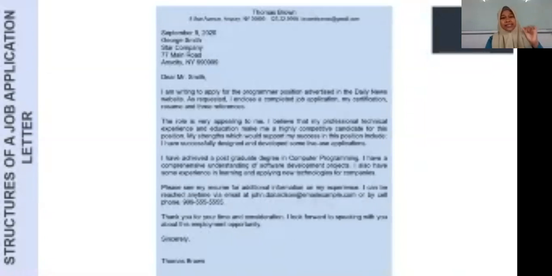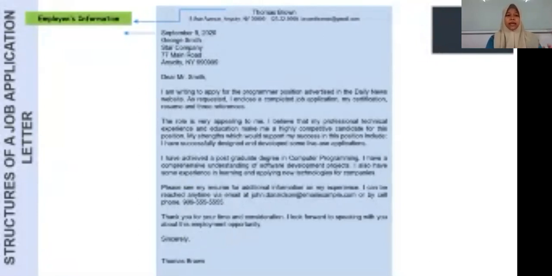I hope you pay attention carefully because we are going to discuss the parts or the structures of this letter one by one, step by step. After we discuss that, you are going to know well what the structures of a job application letter are. The first one here, we have employee's information. You write the information about yourself, your name, your address, phone number, or any other information at the beginning of the letter. You are the employee, you want to apply for a position. After that, the second structure here, we have the date. The date here is the date on which you write your application letter. You write it here.